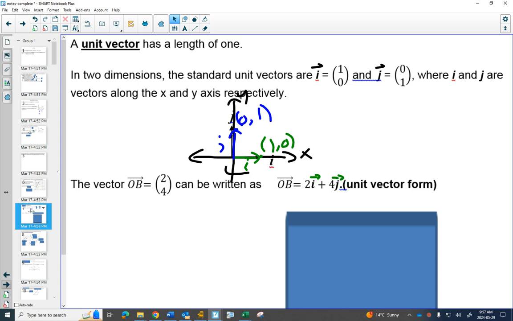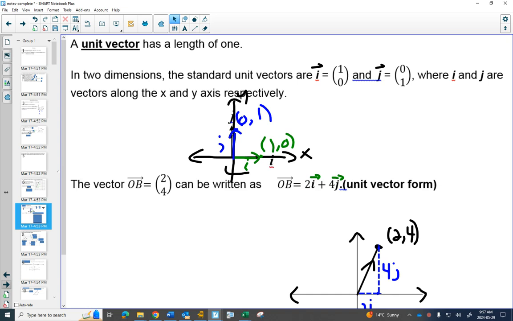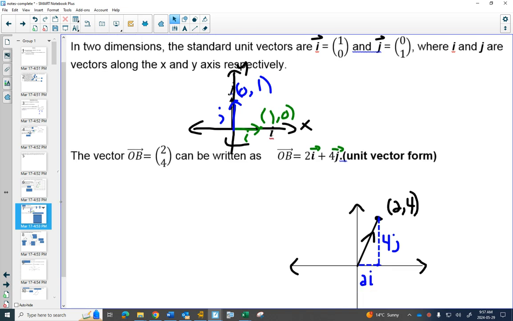If you draw or write a vector and forget the arrowhead, that's a notation mistake sort of like forgetting units, like a half mark off. It's kind of like forgetting the plus c in integration. So we can always write things in the unit vector form. So to get to 2, 4, we could go 2i plus 4j.